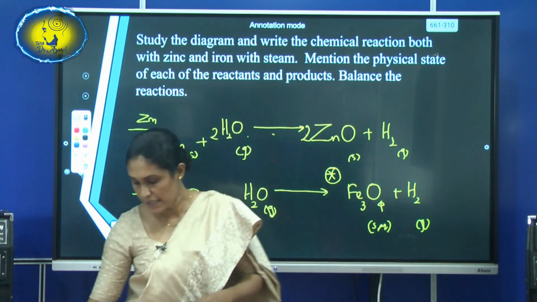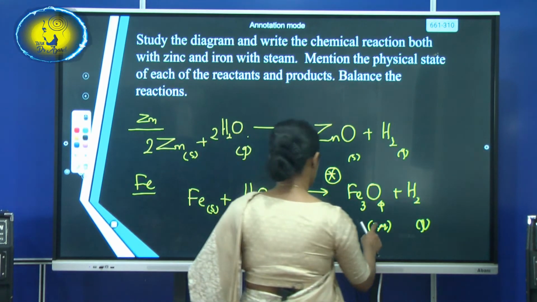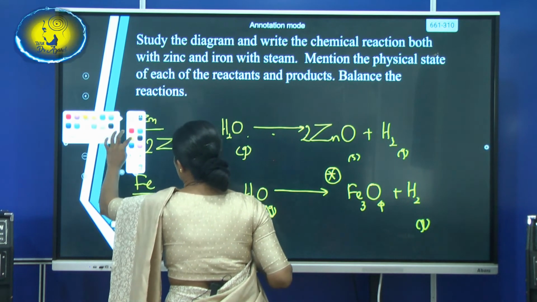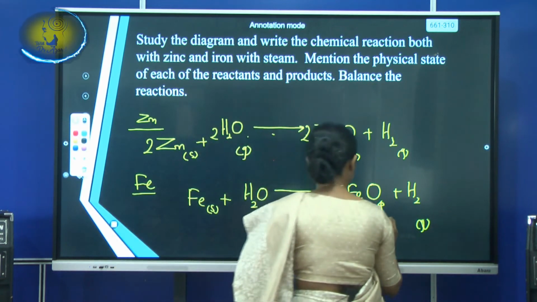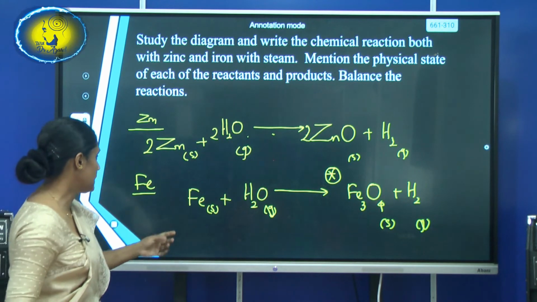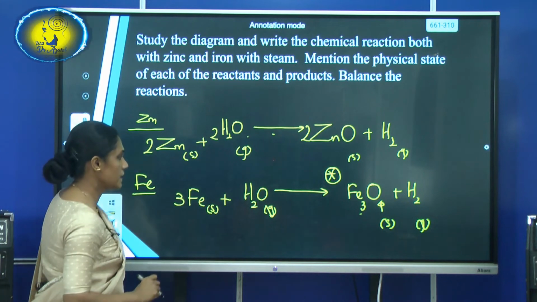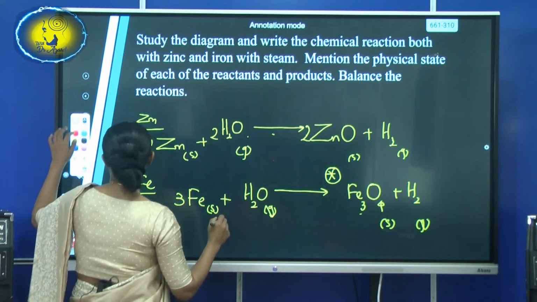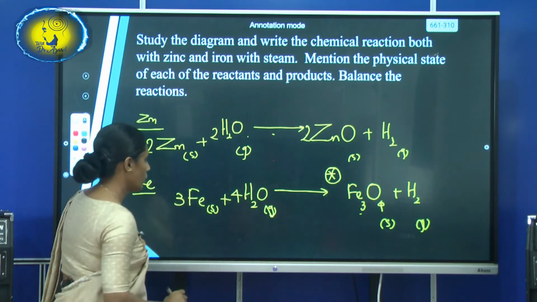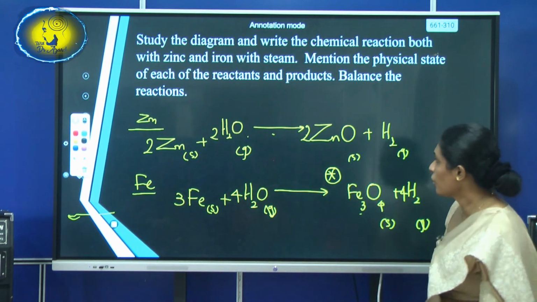Right. See whether you can understand this one. I think this way is not. Right. Okay, look at the board. Well, we didn't balance this one, right? Iron, see the number of atoms should be represent 3, and oxygen, oxygen we need 4, right? Hydrogen, the same number.